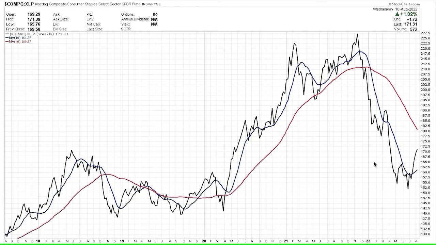Now, on the aggression index, which is a very simple ratio where we're comparing technology stocks, growth stocks, to defensive stocks, meaning consumer staples, you can see here it looks like we put in a double bottom. The lower moving average has turned up and is actually starting to make pretty significant new highs after making a higher new low. So the aggression index is improving.